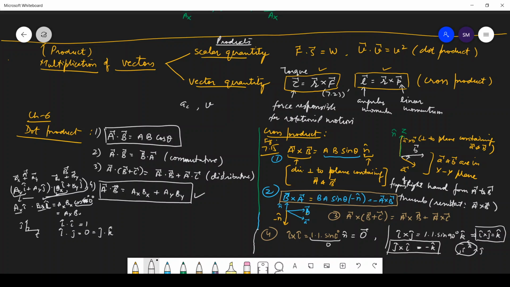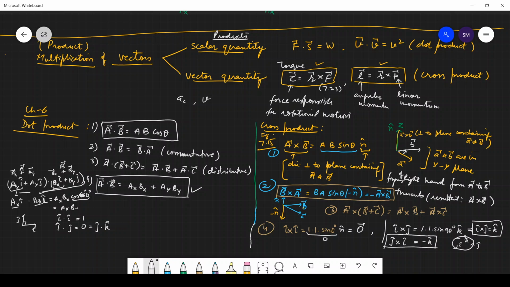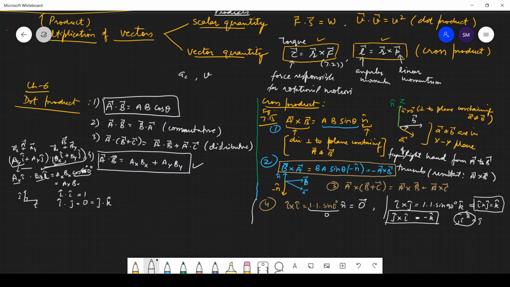And what about this thing? This is another important formula. So how will you be writing this?